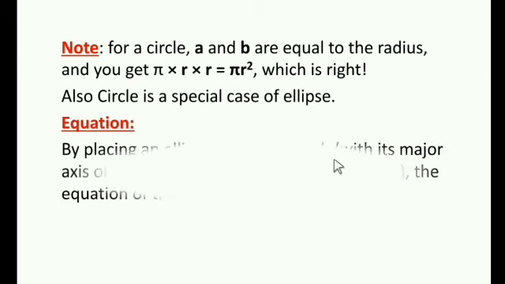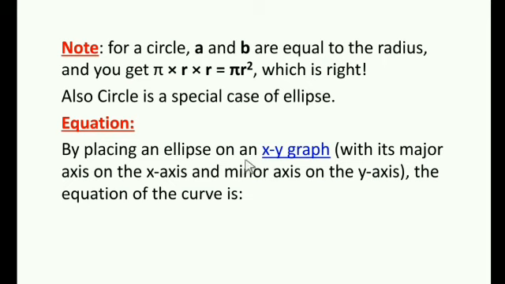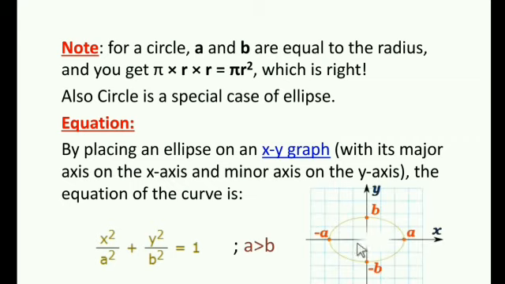Equation, what is the equation of that? By placing an ellipse on an xy graph with its major axis on the x-axis and minor axis on the y-axis, the equation of the curve will be x square by a square plus y square by b square equal to 1. Remember that a will be greater than b. This will be the equation, and the graph will be like this in the diagram. So this is the horizontal ellipse, major axis and minor axis. That will be the equation of the ellipse.